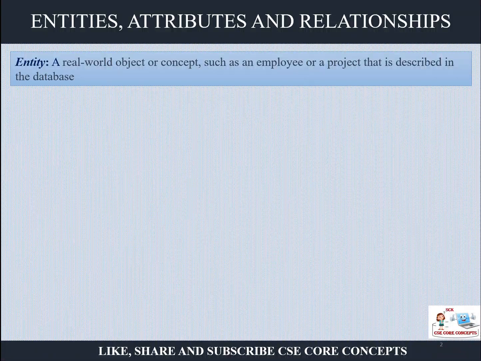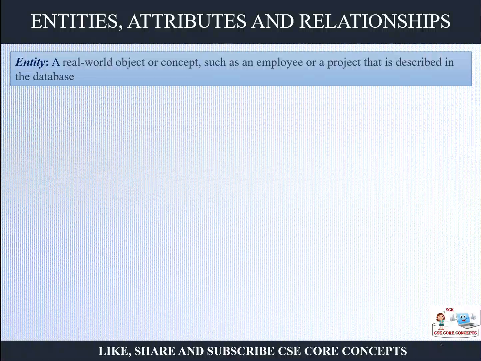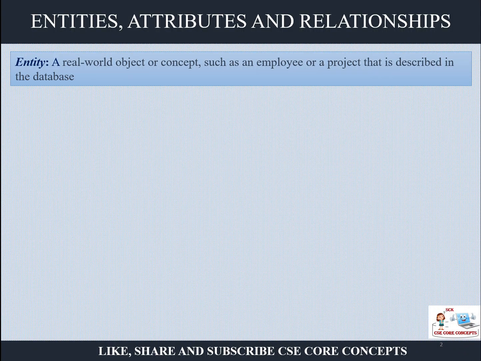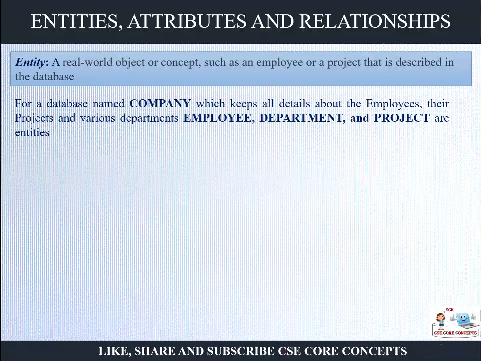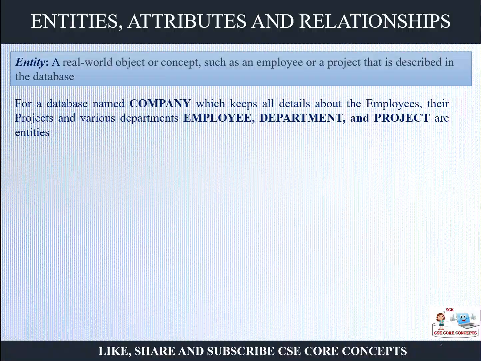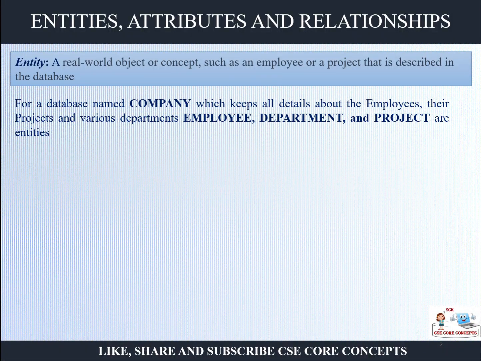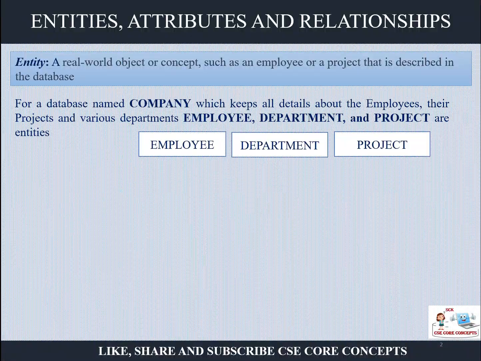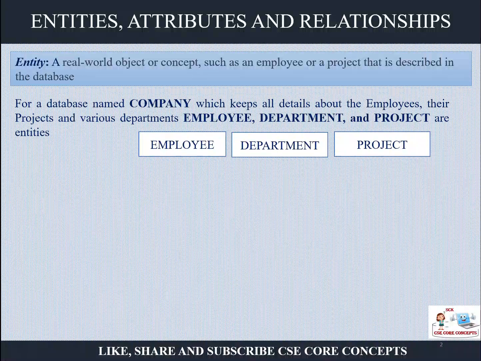So a student can be an entity, a course can be an entity. If you have vehicles, they can be entities. If you have projects, cities, locations, these are all entities. Let's say you have a database for a company. It will keep the details about all the employees who are working, the projects in which they are working, and various departments. So employee, department, project are all your entities. An entity is generally represented in the form of a rectangle, and inside that you write the name. So this represents that employee is an entity.